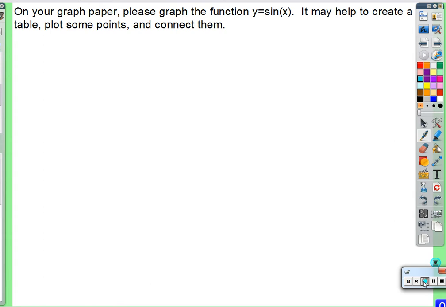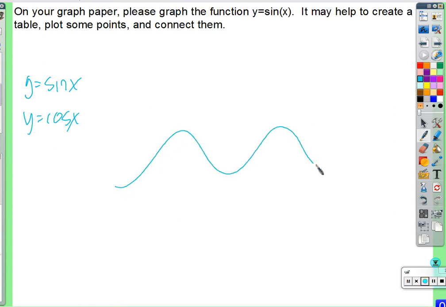All right, so when you graph y equals sine of x and y equals cosine of x, let me show you what the shape of them looks like. It's like a wave. If you worked on that and you got anything like a wave, then great. If you didn't, that's all right. We're going to get some more time to work on this in a sec. So this is called a sinusoidal wave, and lots of things can be modeled by sinusoidal waves.